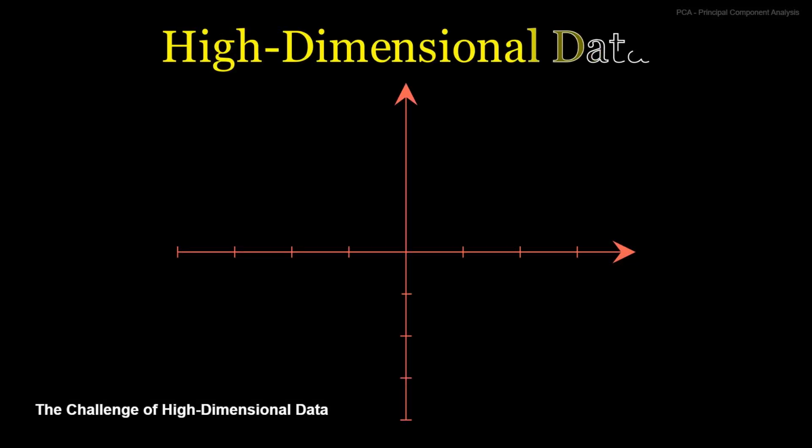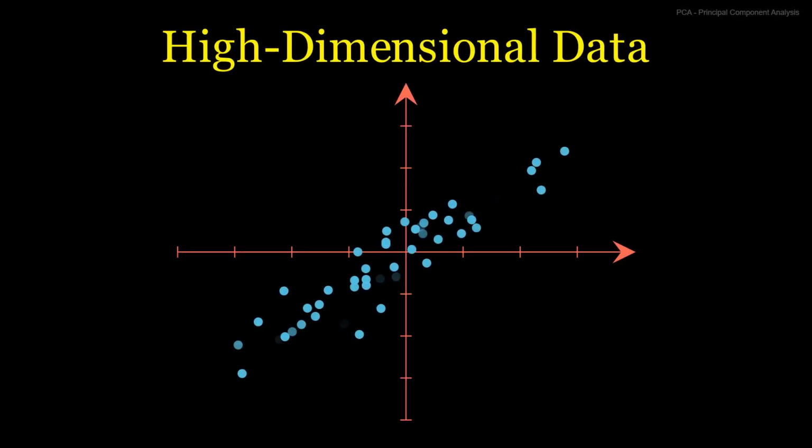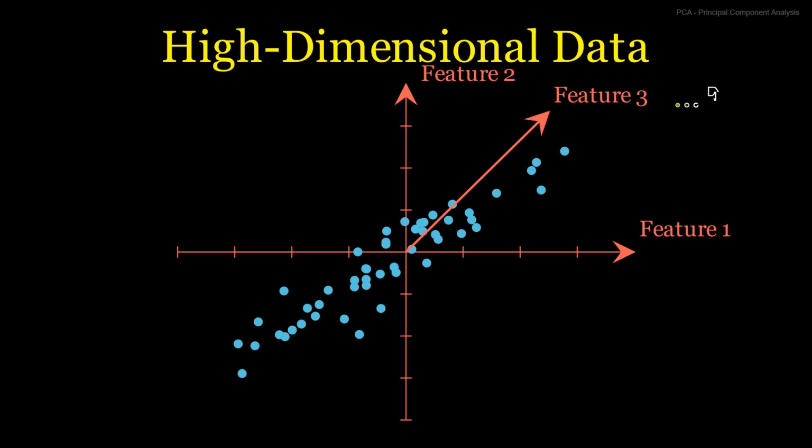Imagine you're analyzing data with many features, like a customer's age, income, and purchase history. Each feature adds a dimension, making it difficult to visualize and understand the underlying patterns. When data lives in too many dimensions, it becomes complex and computationally expensive to work with, hiding crucial insights.